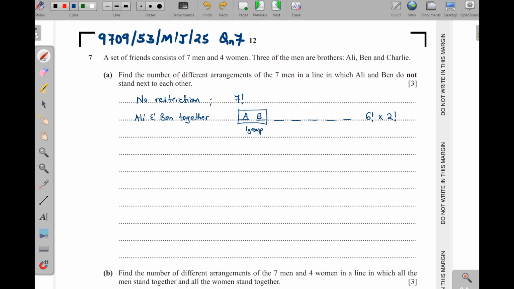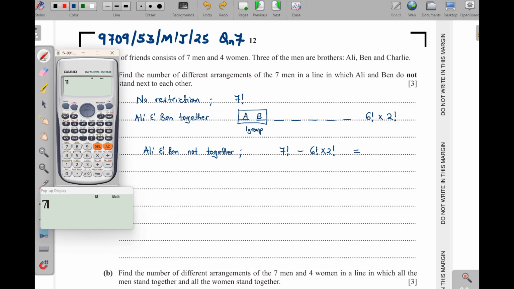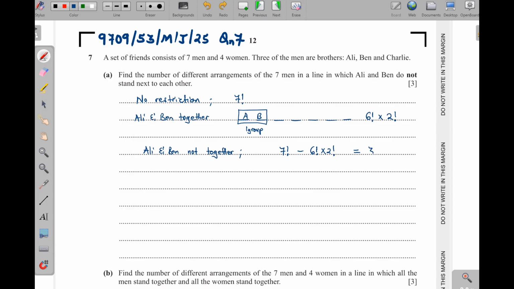So that is that there. That means when we are looking for Ali and Ben not together, then this is the total with no restriction, minus when they are standing next to each other. So what does this give us? 7 factorial minus 6 factorial times 2 factorial, since 2 factorial is 2. So what do we get here? 3,600. As simple as that.